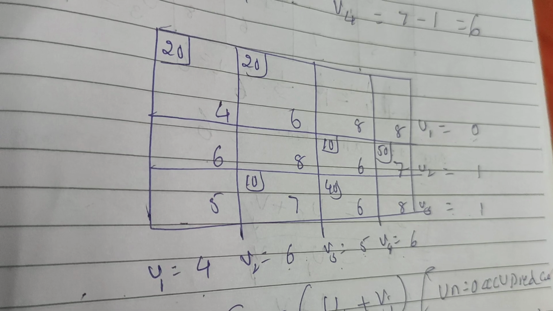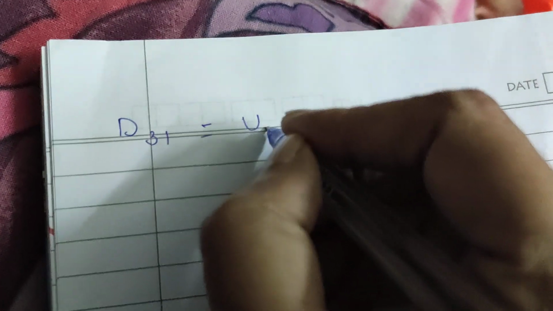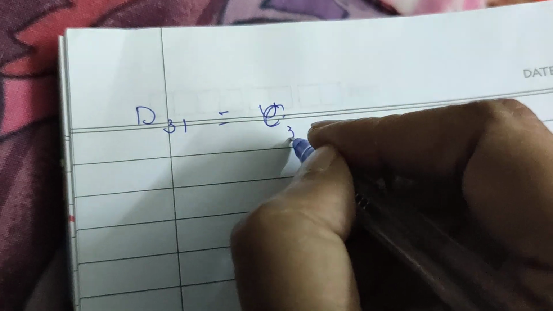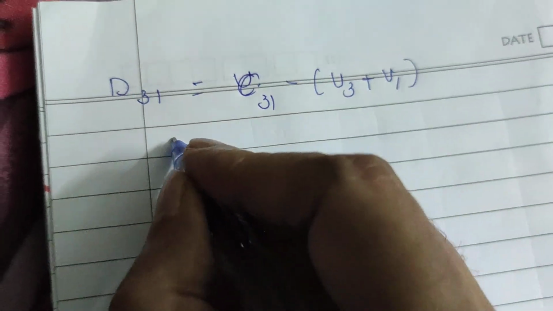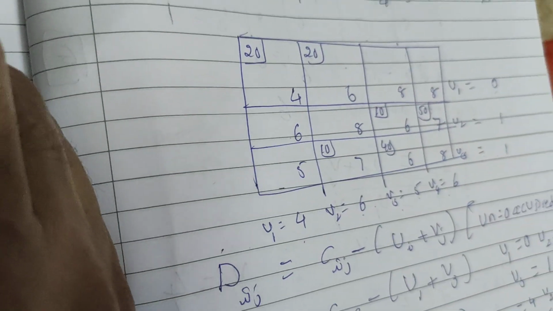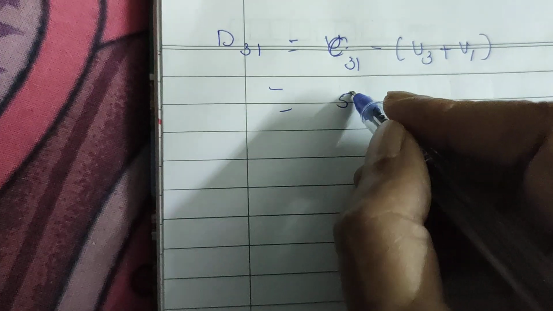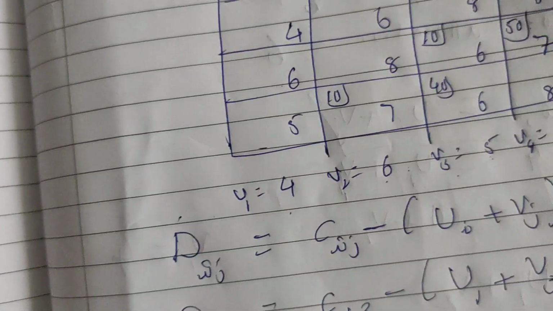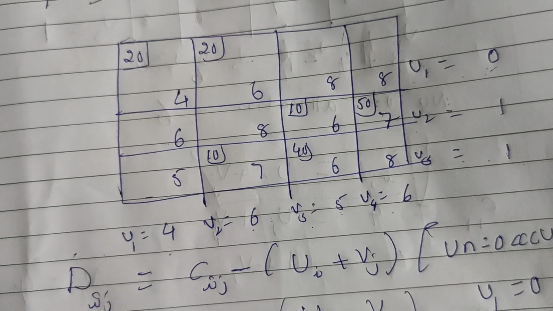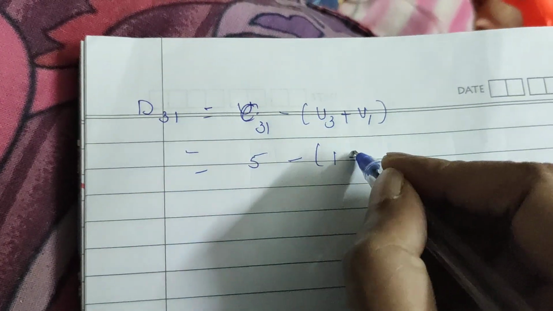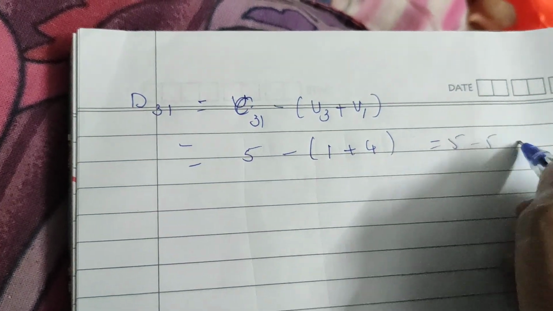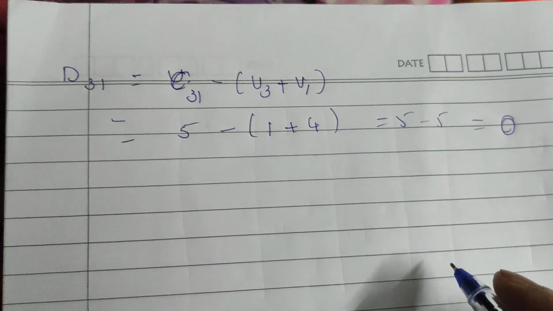D31 and D34. D31 means C31 minus (U3 plus V1). C31 cost is 5 minus the U3 and V1 values. What is the U3 value? U3 is equal to 1 and V1 is equal to 4. So 1 plus 4 is 5. 5 minus 5 is equal to 0.